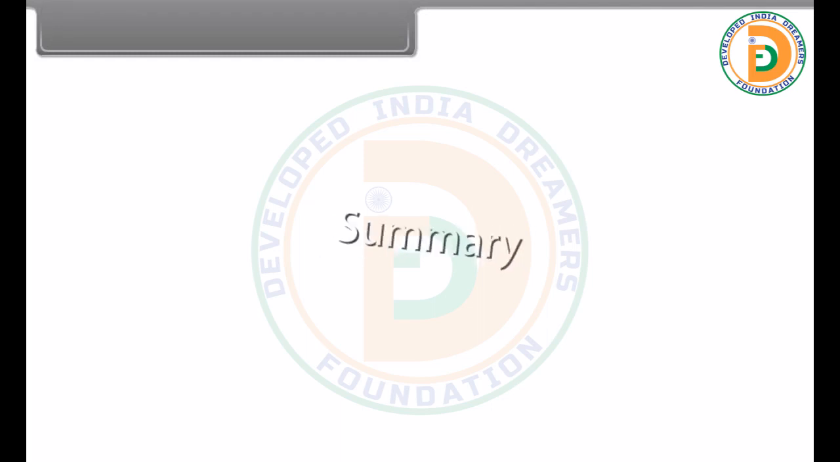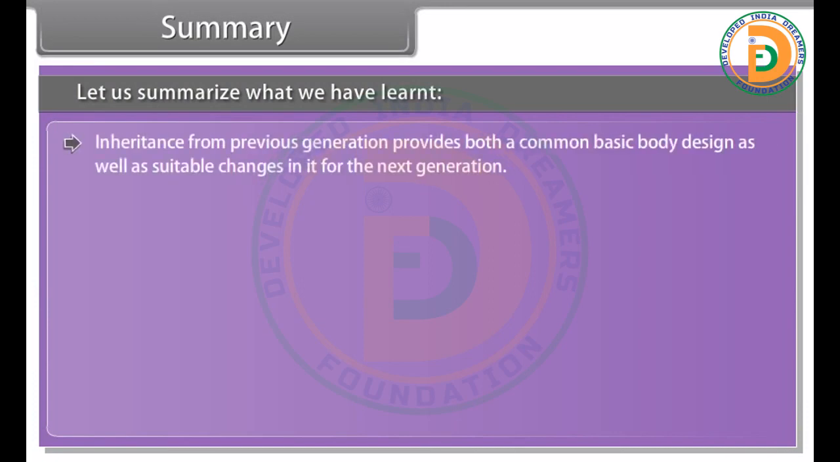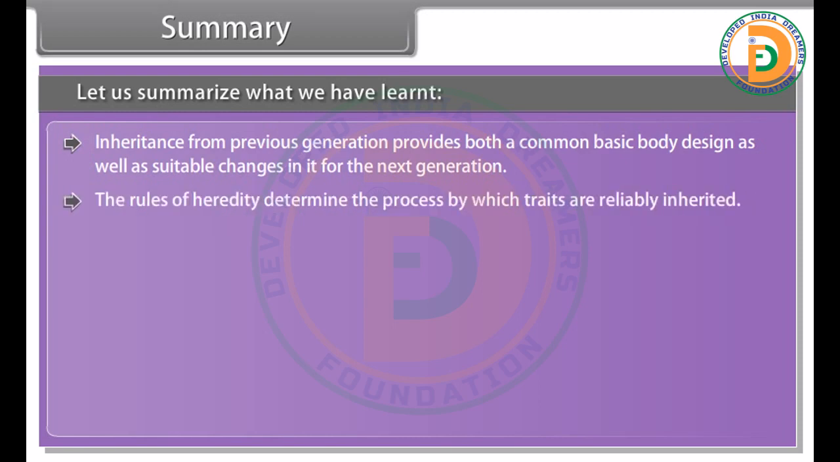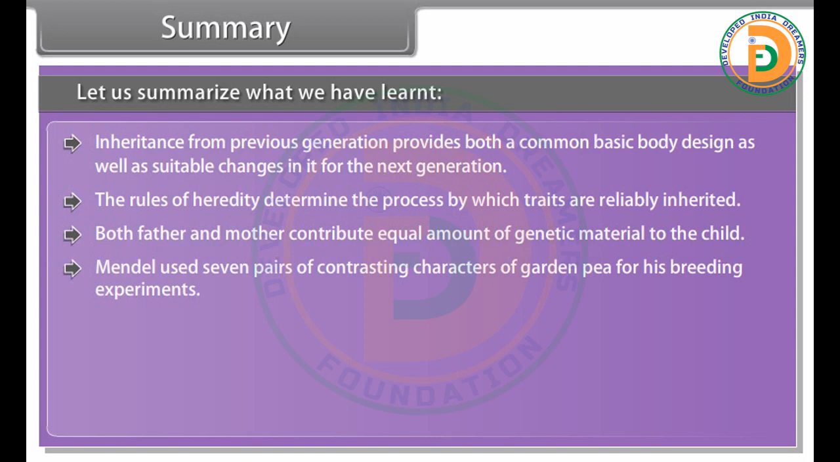Summary. Let us summarize what we have learned. Inheritance from the previous generation provides both a common basic body design as well as suitable changes in it for the next generation. The rules of heredity determine the process by which traits are reliably inherited. Both father and mother contribute an equal amount of genetic material to the child. Mendel used 7 pairs of contrasting characters of garden pea for his breeding experiments.